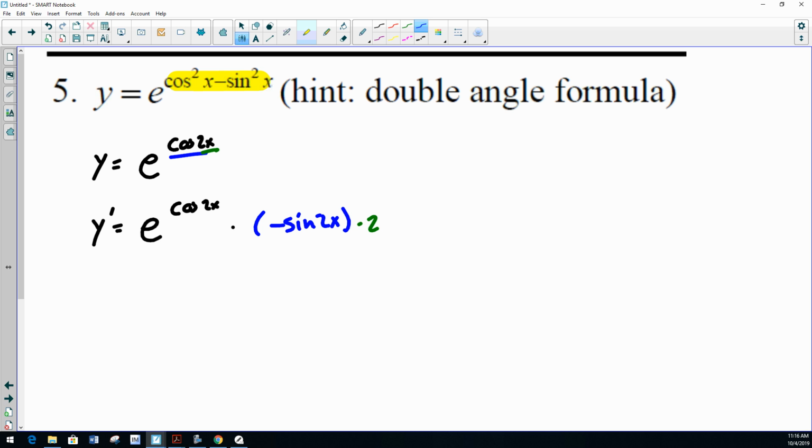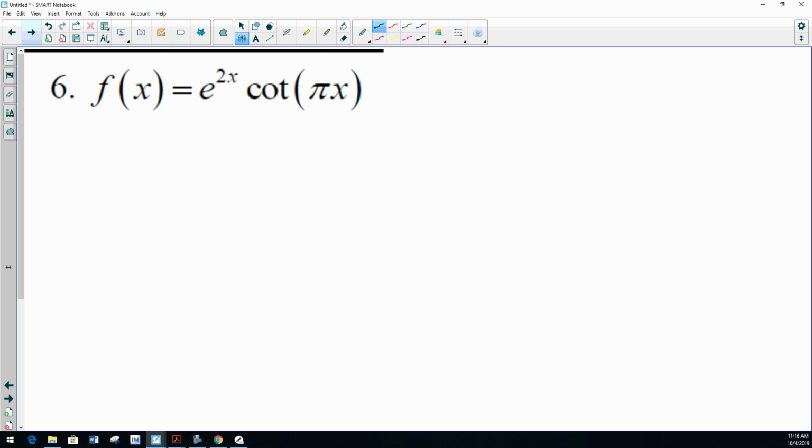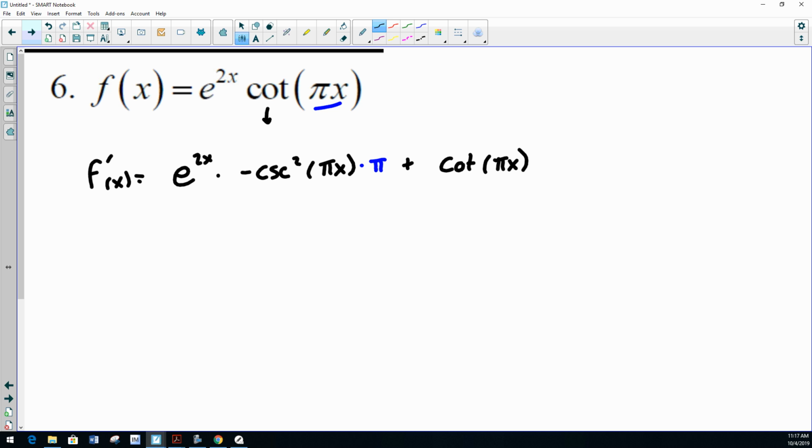Okay. Number 6. So it's first times the derivative of the second. The derivative of cotangent is negative cosecant squared pi x times the chain rule. What's the derivative of pi x? Plus the second times the derivative of the first. E to the 2x times the chain rule, 2. I have exactly what you said.